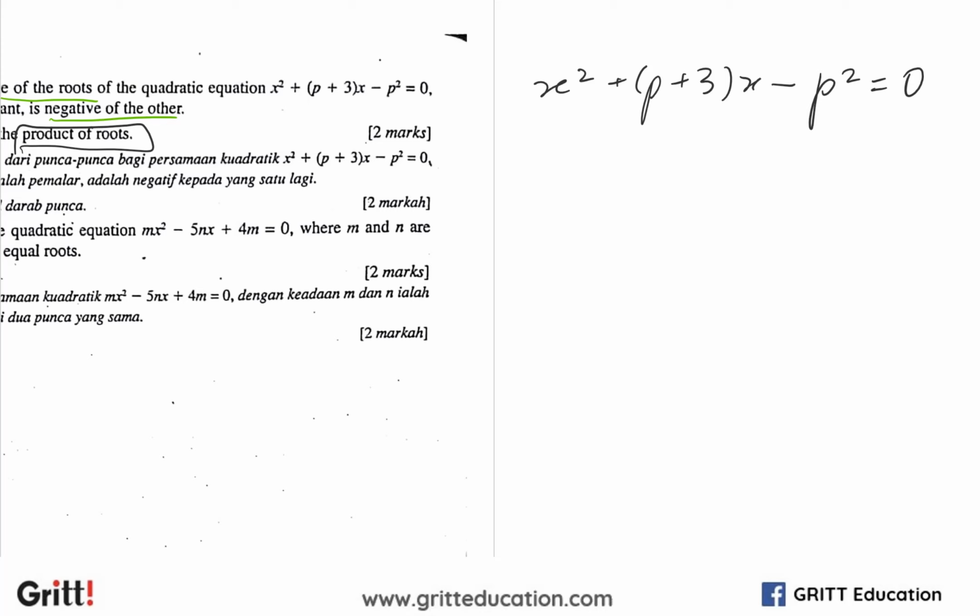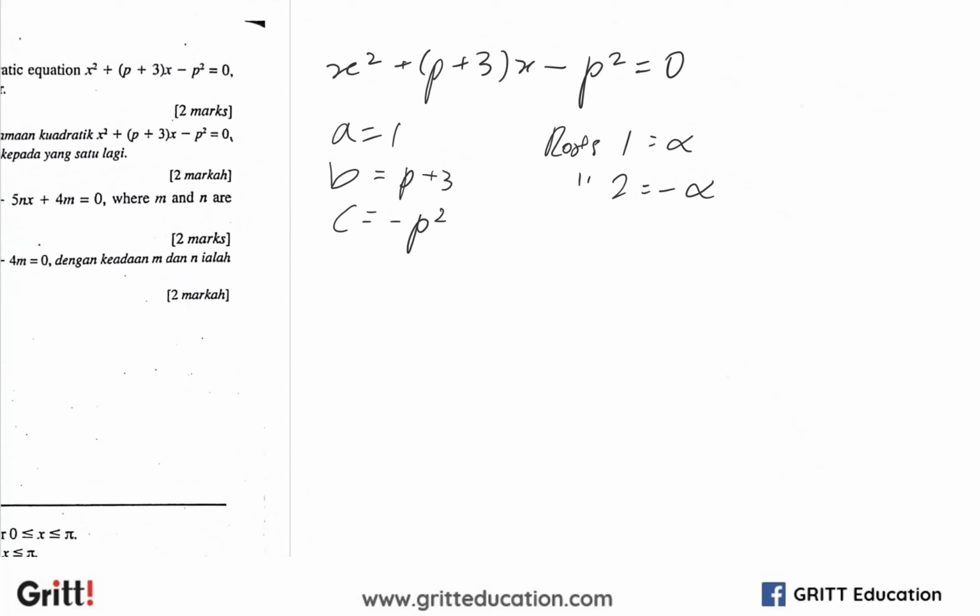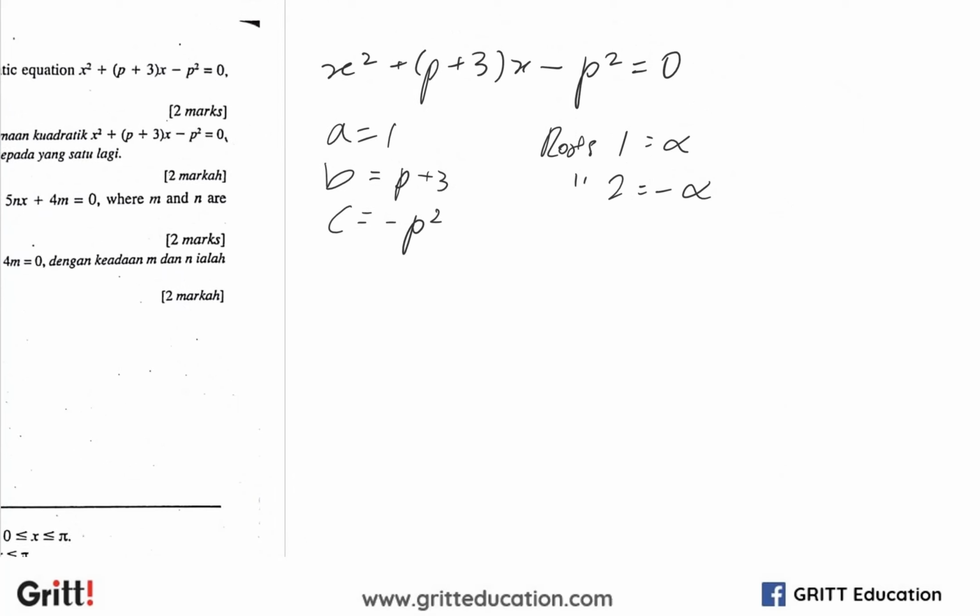Now from here, you actually have to list down your a, your b, and your c. So your a is 1, b is p plus 3, while your c is negative p squared. Now with this a, b, c, we know that your roots, the first one is alpha in this case, just an example that we put. The second one is negative alpha, because the root is the negative of the other. There are two formulas that we're going to use, which are the sum of roots and product of roots.